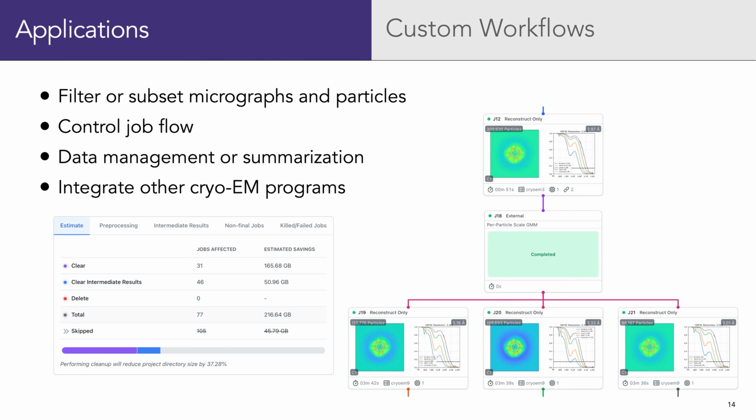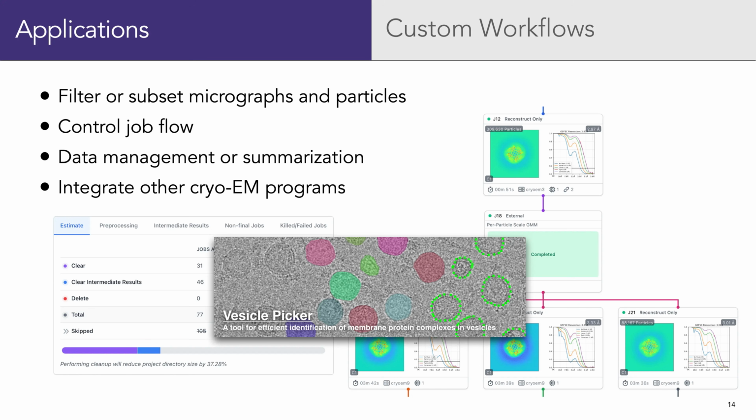If you're doing sysadmin work, you can use it to gather statistics about the data in your project, how much space it's taking up, and optionally back it up or remove it. And you can use it to integrate other cryo-EM programs like RELION. One great example of this is Ryan Karimi's vesicle picker, where he used CryoSPARC tools in combination with machine learning libraries to develop a new kind of specialized particle picker. If you're interested, there's a link to the source code in the video description.